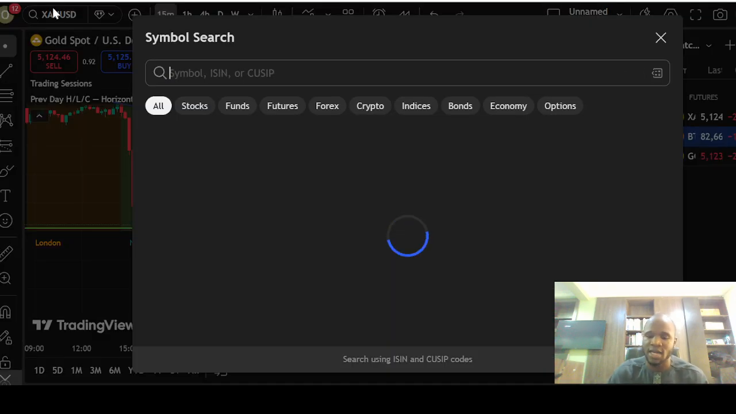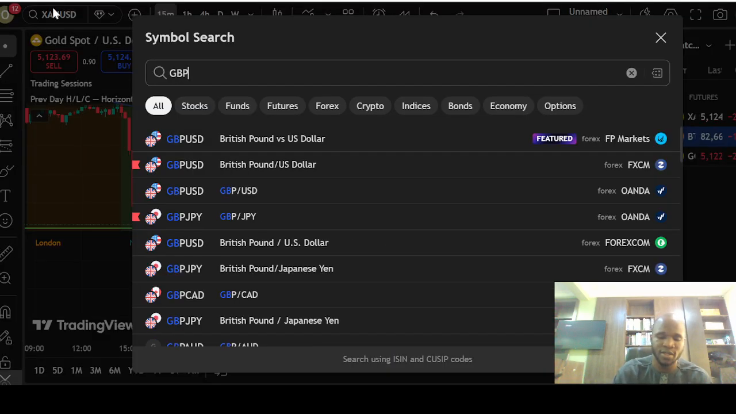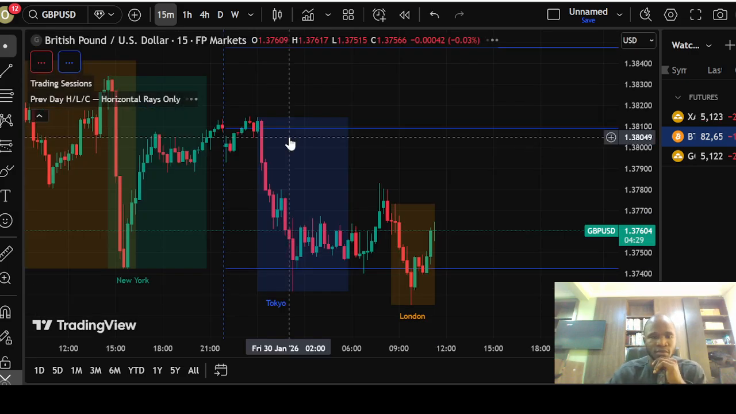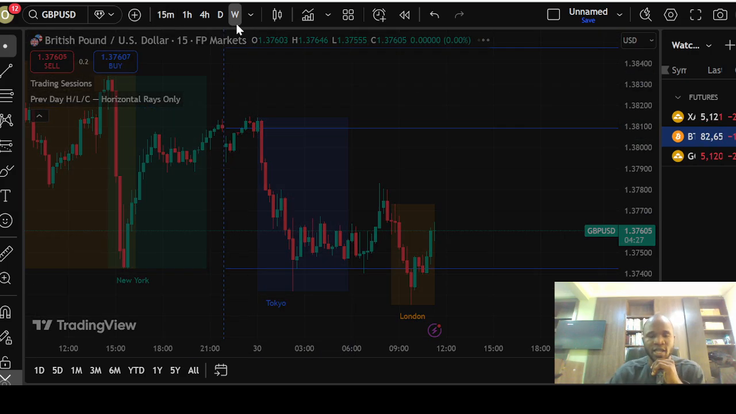Alright, so let's look at it on another pair. GBPUSD. Let's do it so you can just catch it. Firstly, weekly time frame.